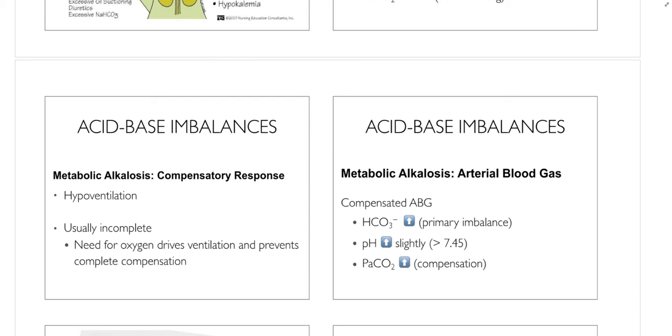But unfortunately, we've got to balance out our need for oxygen with our need to maintain a proper pH. So we may actually never fully reach a normal pH with metabolic alkalosis. We'll be partially compensated. We could potentially reach it, but it may only be for a minimal amount of time. So we're going to see bicarb is still up, pH is still up, or it may be normal, and then CO2 is going to be up to try to create an acidic environment.